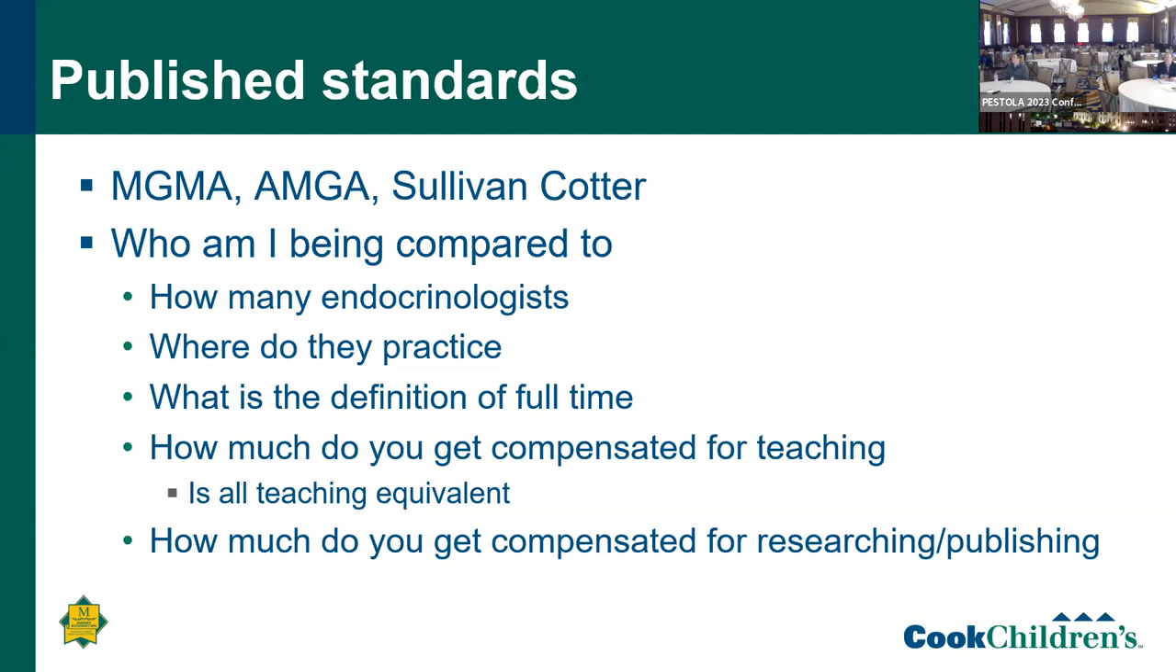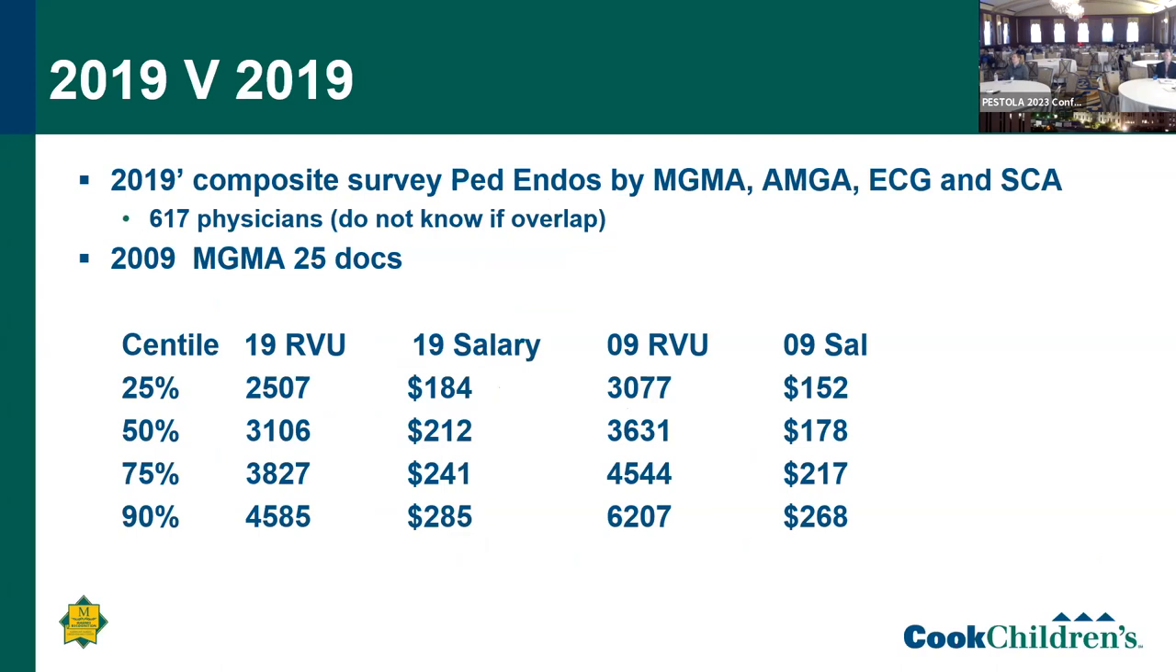And, you know, is all teaching equivalent, and how much you get compensated for research and publishing. And none of that data is in the standards. So one of the things I did is I looked at the 2019 composite survey data. This is a composite of these 4 surveys, and there were 617 physicians. So that's a huge number.